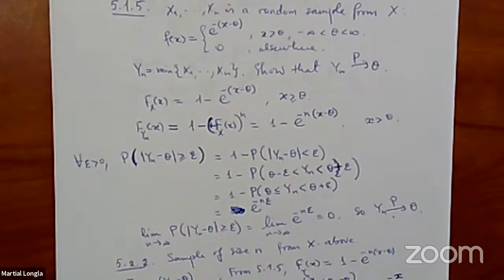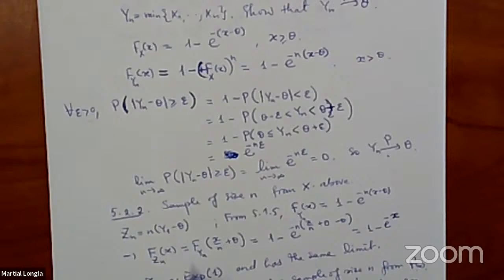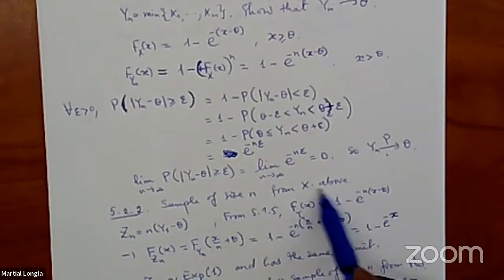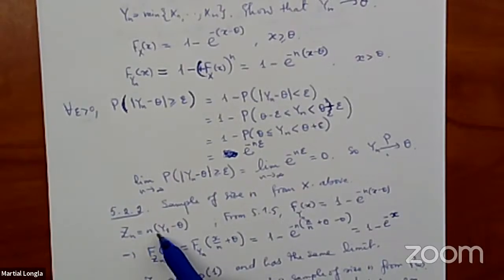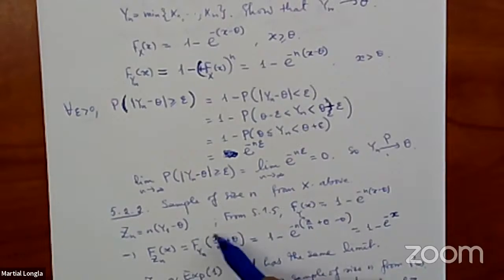Now the next problem, I chose from the same distribution, so you don't have to get the distribution again from somewhere else. So the same question, same distribution. Sample size n, same distribution. And then Zn is defined as n times (Y1 minus theta). And the question is, what's the limiting distribution of Zn, which means what does Zn converge to?